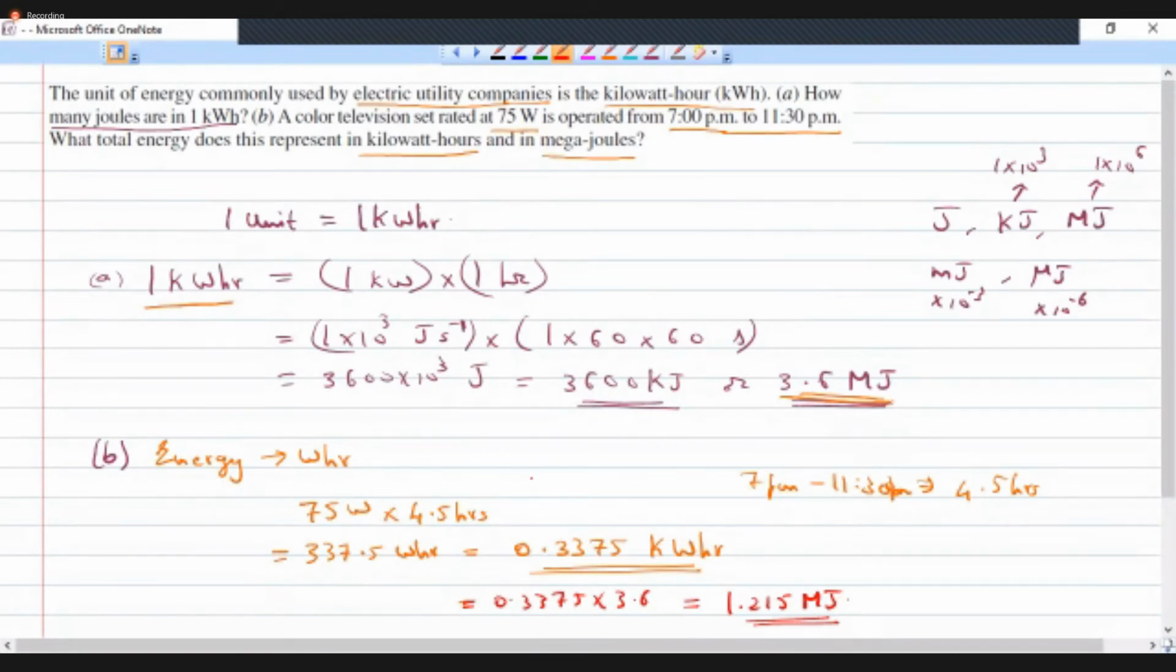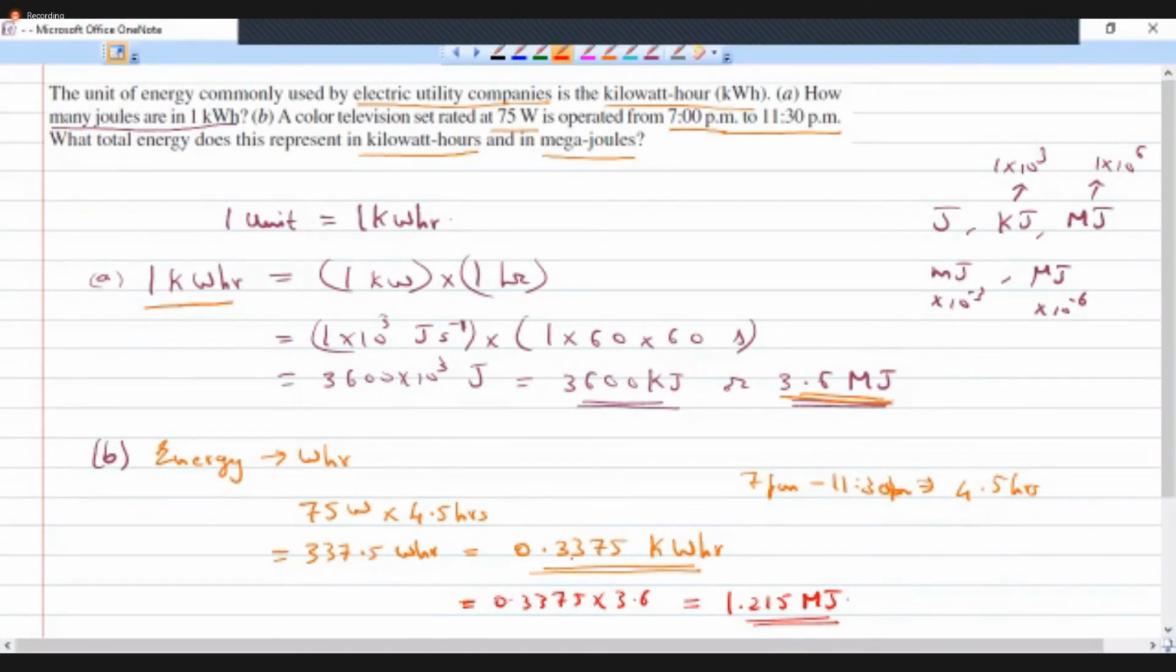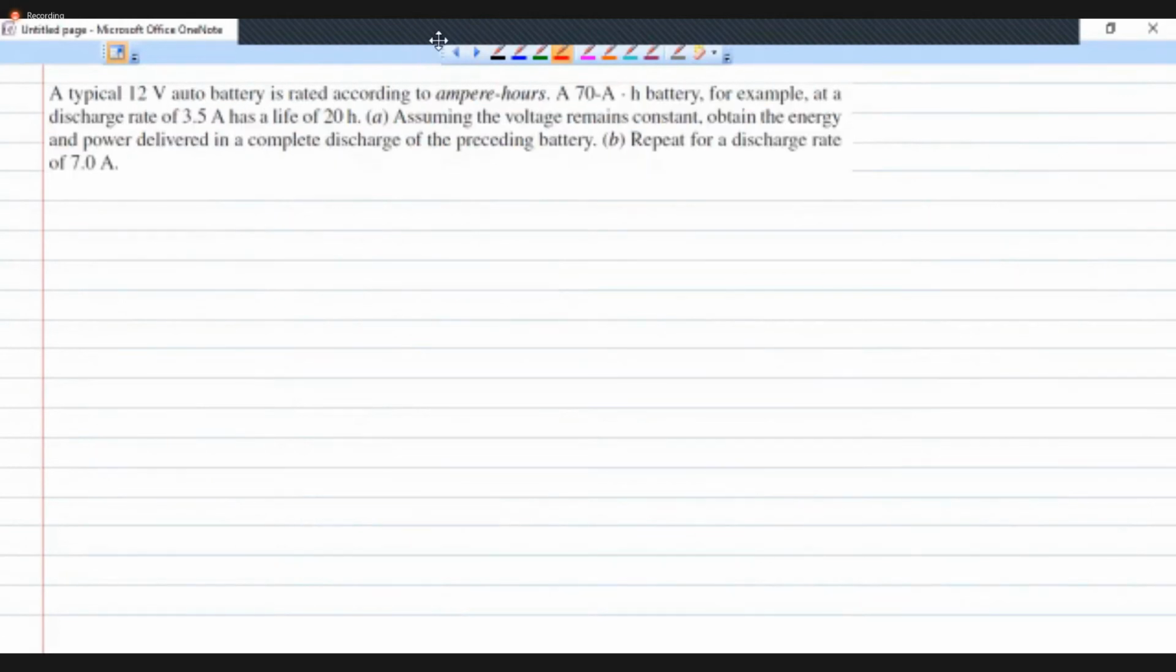So these exercises are done to make you familiar with the units of potential, which is nothing but joules per coulomb, the current, which is nothing but coulombs per second, power, which we can express in joules per second, energy, which we can express either in kilowatt hour or watt hour or megajoules or joules, etc. Okay. The last exercise we'll do is related to a battery. So these two examples we come across in our day-to-day life.